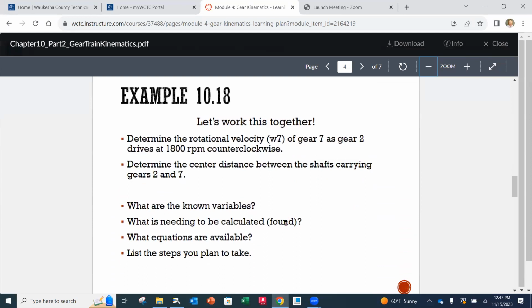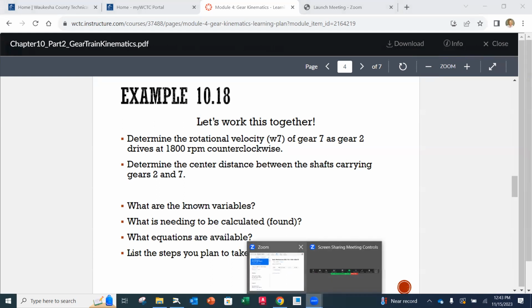Let's look at an example. So let's do this once together. This is example 1018, and this is going to be found starting on page 288. And here it says we want to determine the rotational velocity, we're going to call it W7, of gear number 7 as gear 2 drives at 1800 RPMs counterclockwise. We want to also determine what is the center distance between the shafts carrying those gears, between gears 2 and 7.